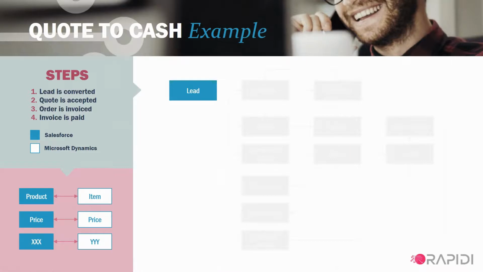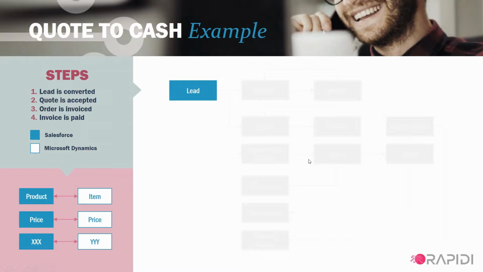This is a typical example of the integration scenarios that we meet, and it applies to more than 90% of all the clients that we are talking to. Of course, there can be local variations depending on your specific requirements and system setup. But just as an example, the blue boxes here represent Salesforce and the white boxes represent Microsoft Dynamics ERP.